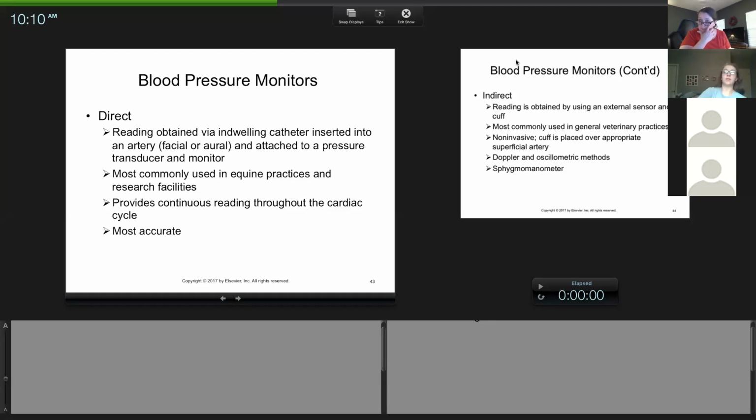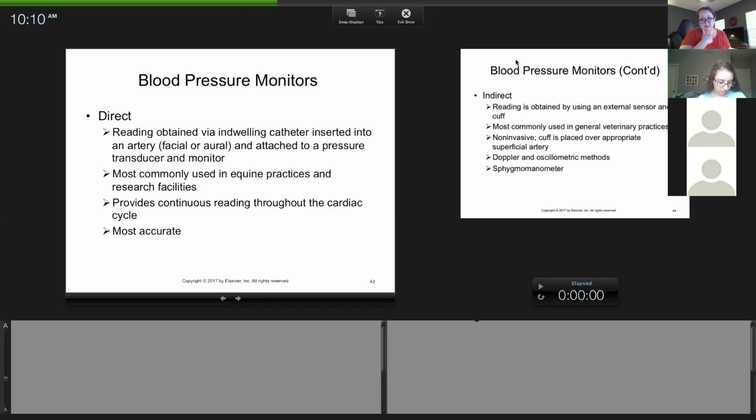And an oscillometric monitor can be by itself. It can be part of an ECG monitor. That just means the type of blood pressure you're doing is oscillometric measurement. And oscillometric gives you all 3 values: systolic, diastolic, and mean.